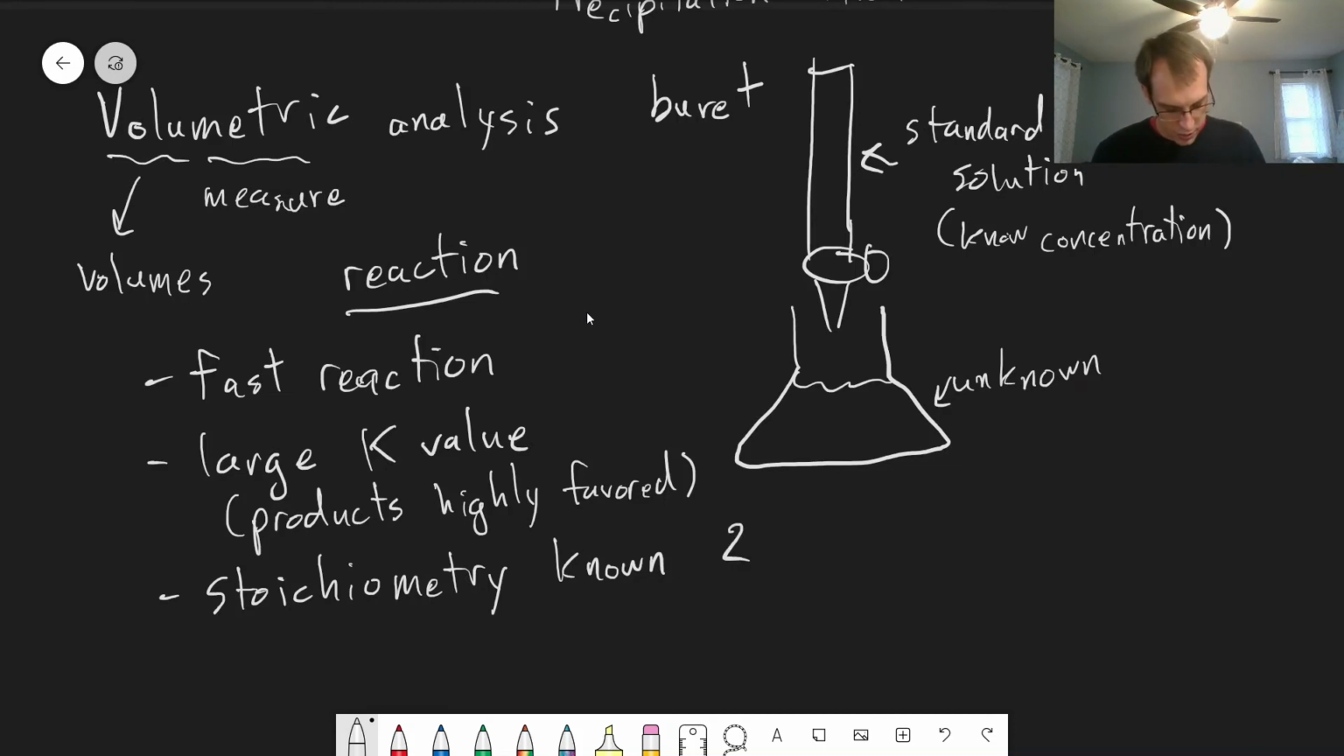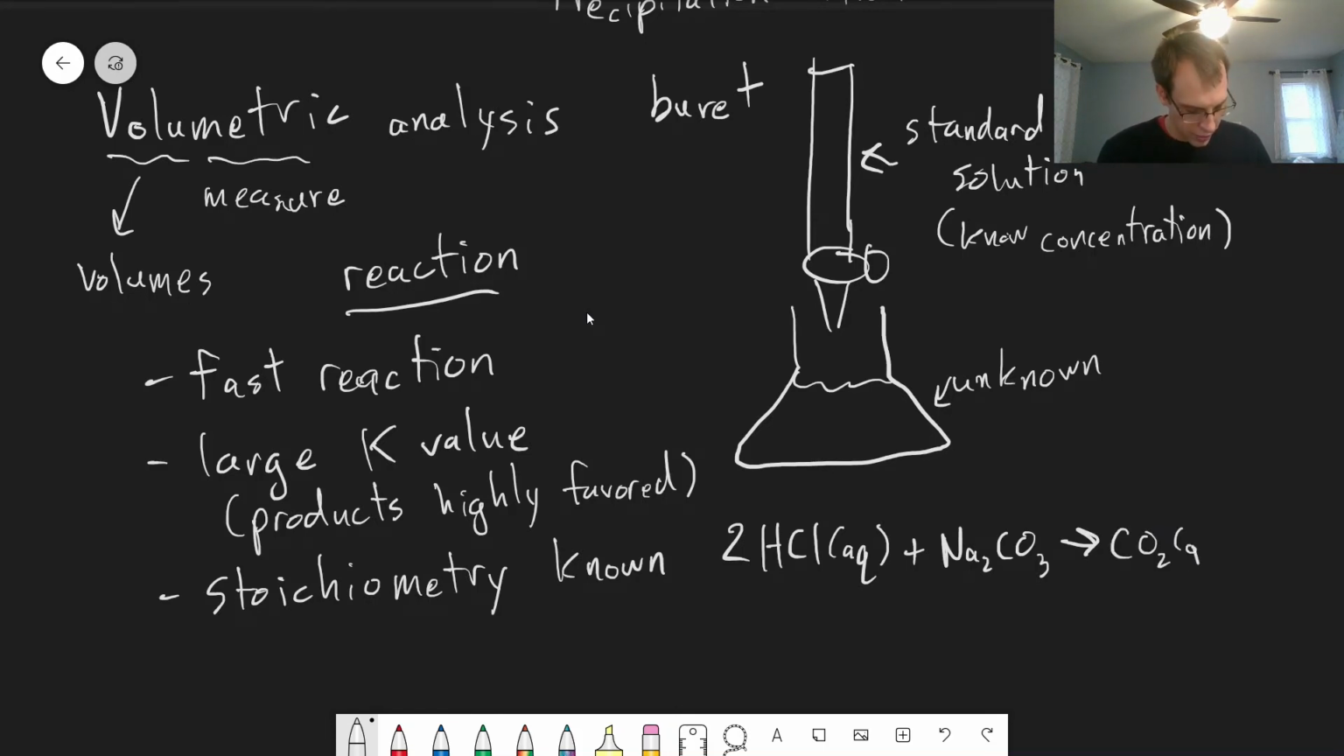is we take HCl, and HCl in this case will be in our burette. We add it to sodium carbonate. That will react, and this is not an equilibrium, this is everything will go to the right, to form CO2 gas, water, and salt. Of course, in its aqueous form.